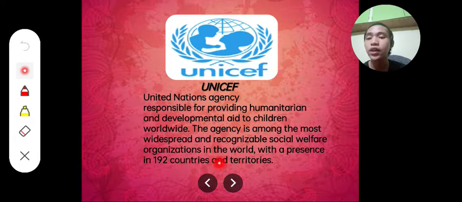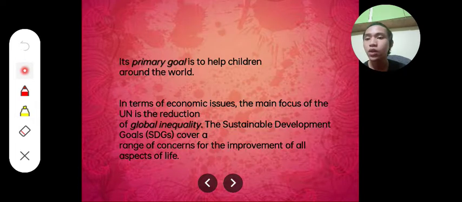It has 192 countries and territories. That is UNICEF. The primary goal of UNICEF is to help children around the world. As you can see in the logo again, it shows the relationship between the parent and the child. The goal is to help children around the world.